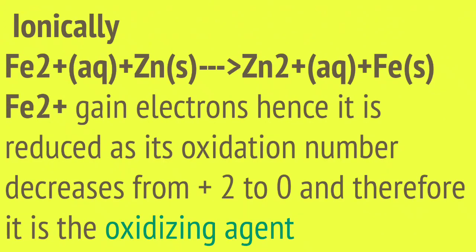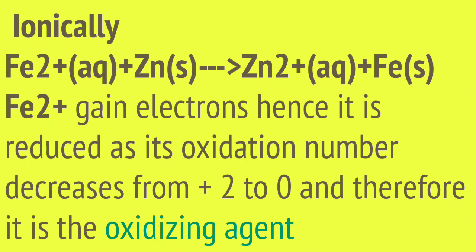Now look at the equation of reacting iron with zinc. Ionically, we have iron 2 ions in solution plus zinc solid, forming zinc ions plus iron solid. Now this happens because zinc is more reactive than iron. Therefore, it displaces iron from solution, and then it forms zinc sulfate or just zinc ions in a solution and iron solid. Looking at the two, we have the oxidation number of iron reducing from positive 2 to 0.